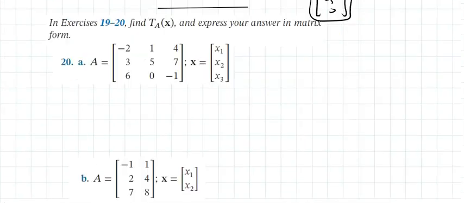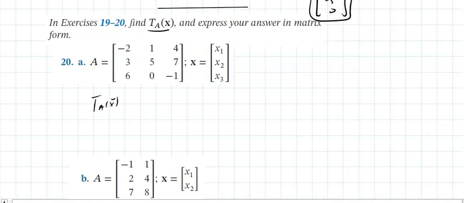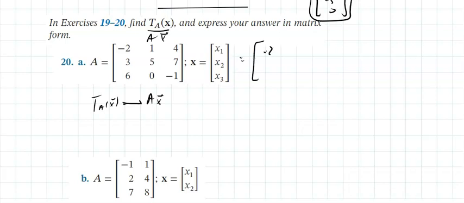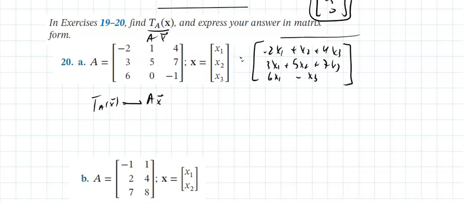Let me shift things. So I did a bit of shift. I have to do a bit more. What do they want here? Find T_A of x. That's simply Ax. So what do they want here? If you find Ax, isn't that simply -2x1 plus x2 plus 4x3? Isn't that 3x1 plus 5x2 plus 7x3 and 6x1 minus x3? You could line them up, you could not, it doesn't matter.